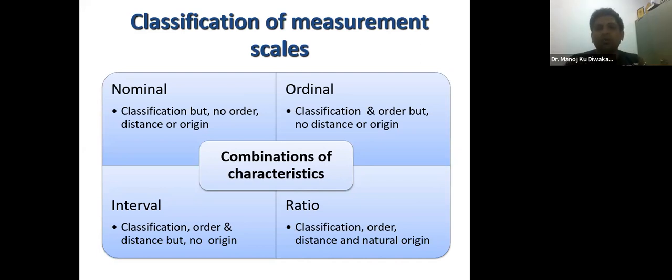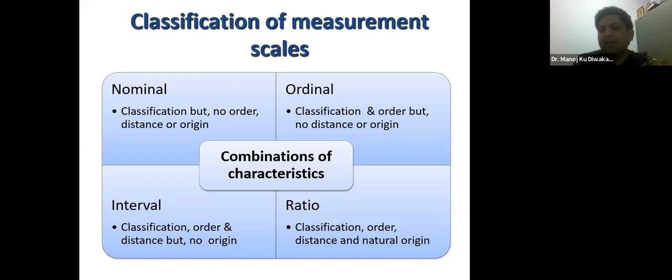Then we will go ahead to the ordinal. Ordinal is nothing but classification and order, with no distance or origin. So classification and order. For example, there is a classification, but there is an order as well. What is the meaning of this order? There is some hierarchy, some order there.